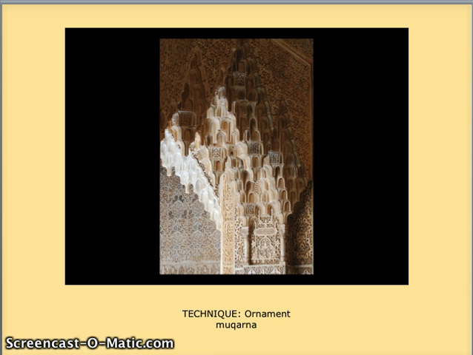Now this one is muqarna, and it's very interesting because they kind of look like stalactites and stalagmites. But what the artists do here is they take the plaster and they sort of hang it from the support. It also reminds me of a beehive, of honeycomb in a beehive. And this, to me, is sort of an ornamentation taken to an extreme.